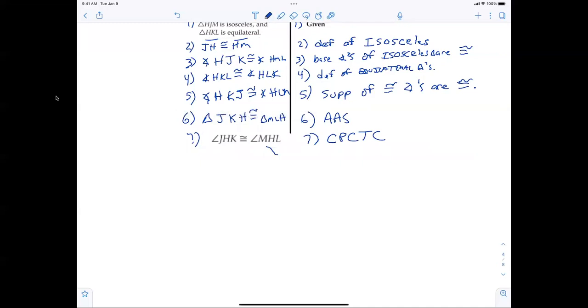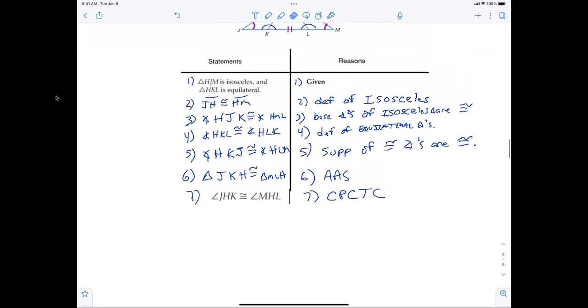Anybody have any issues with that? Besides me stumbling through a couple of these. Sorry about that. Everybody needs to look up now and make sure you're understanding that. I think that's kind of tricky.